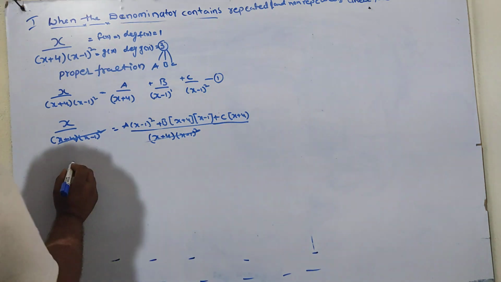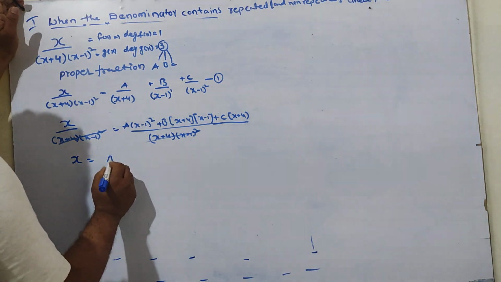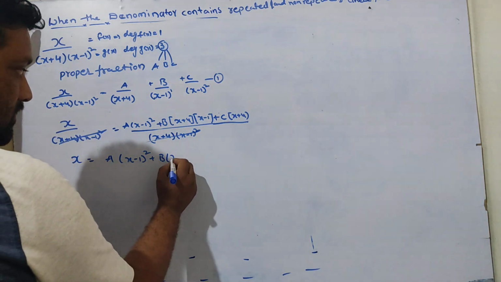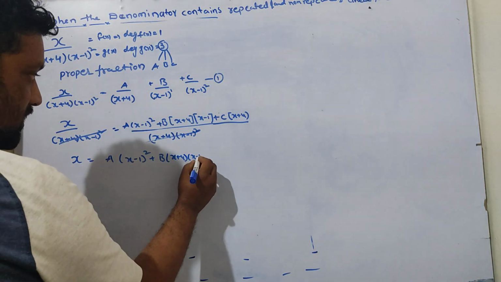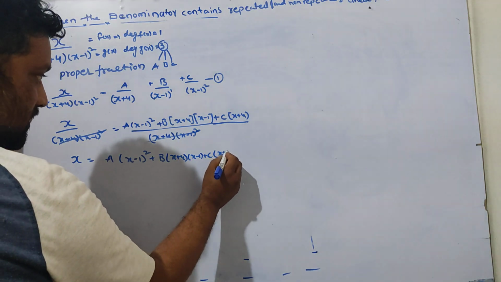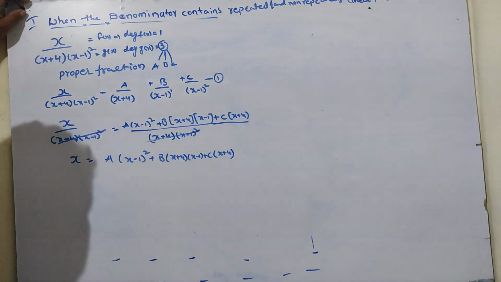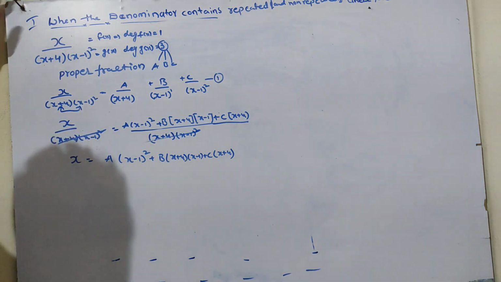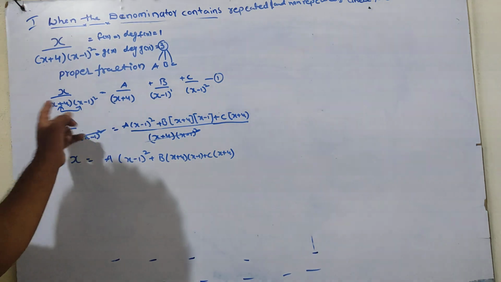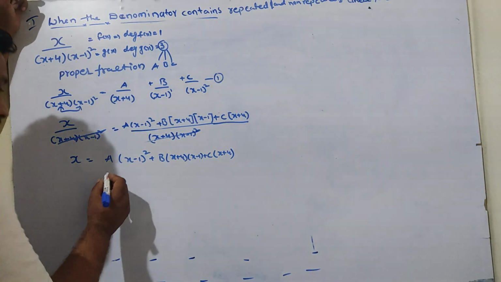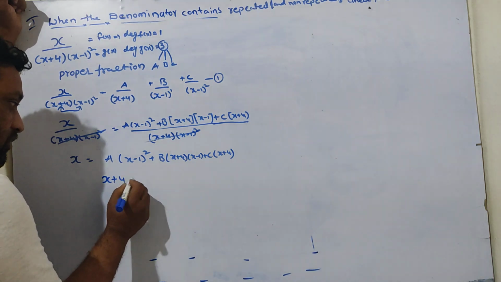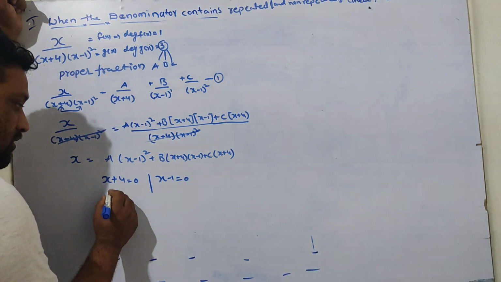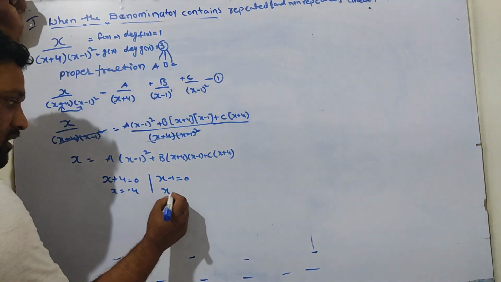This one is now x is equal to a of x minus 1 whole square plus b of x plus 4 x minus 1 plus c of x plus 4. Now we are observing in this question we are having two linear polynomials. So totally we are having 3, but one can be repeating here. Those linear polynomials are x plus 4 comparing to 0 to find the x value, and x minus 1 is equal to 0. Then x is equal to minus 4, x is equal to 1.